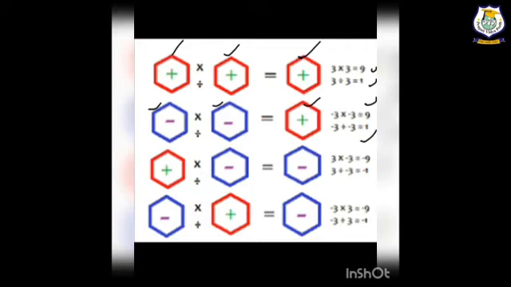It means we have the same sign, minus and minus, then again we get the answer with the positive sign. Now in the third one, one has the positive sign and one has the negative sign, then the answer we get is with the negative sign. Here 3 multiplied by minus 3, then the answer is minus 9. 3 divided by minus 3, then the answer is minus 1. It means if we have one positive and one negative, then we get our answer with the negative sign.